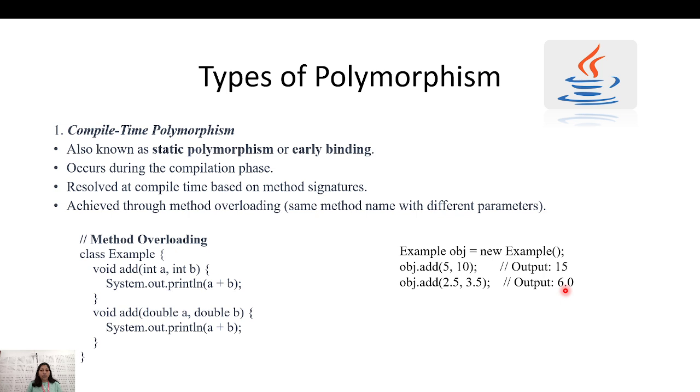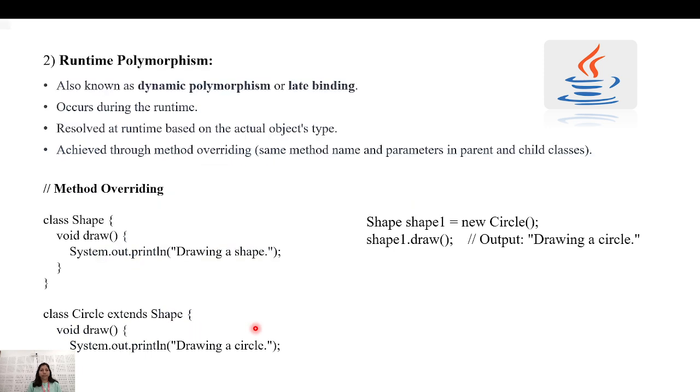Now you will get to know that at compilation time, when I am writing the code, at that time only I know which method will be called. So this is called early binding and static polymorphism.